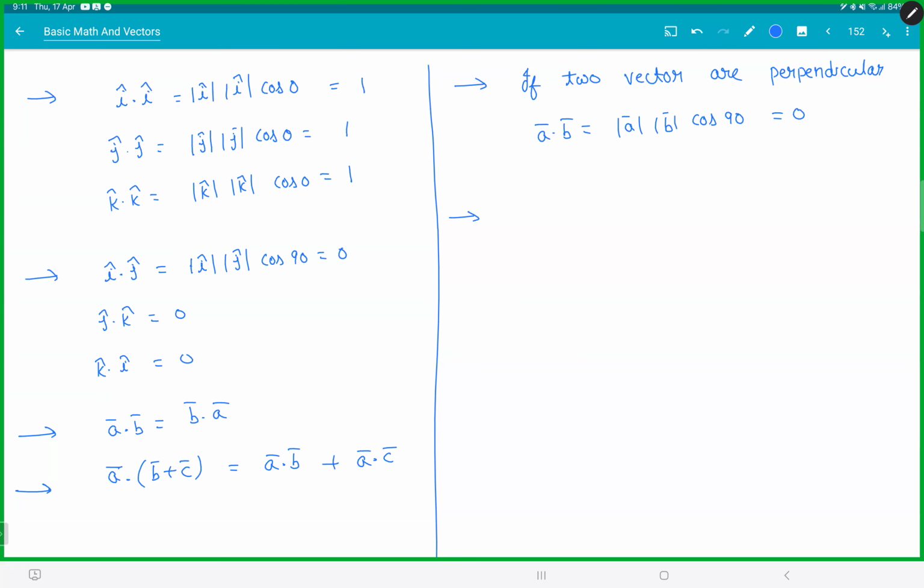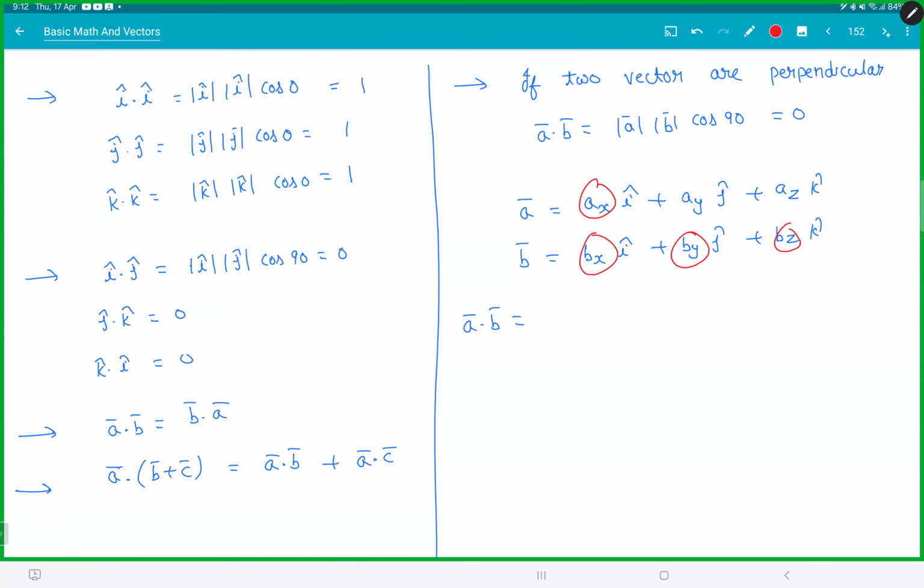Suppose if I have a vector a bar, which is ax I cap. So listen to this thing, ay j cap and az k cap. And if you have another vector b bar, bx I cap, by j cap, and bz k cap. And if you want to do the dot product of this, a bar dot b bar, now see how many terms are there. You have to multiply ax with bx, by, bz, 3 terms, ay with bx, by, and bz, 3 terms, az with bx, by, bz, 3 terms. Total you'll get 9 terms.